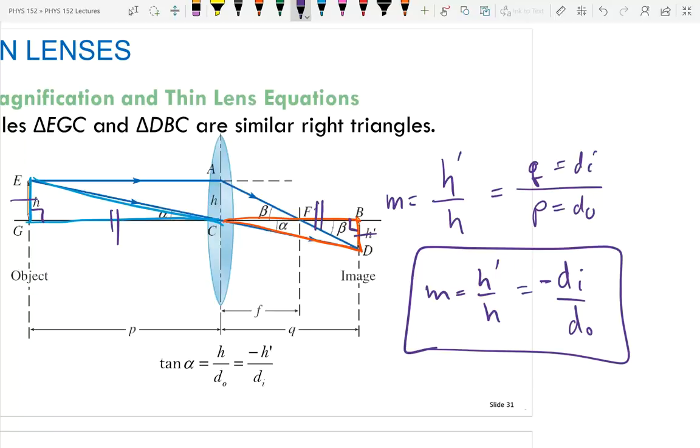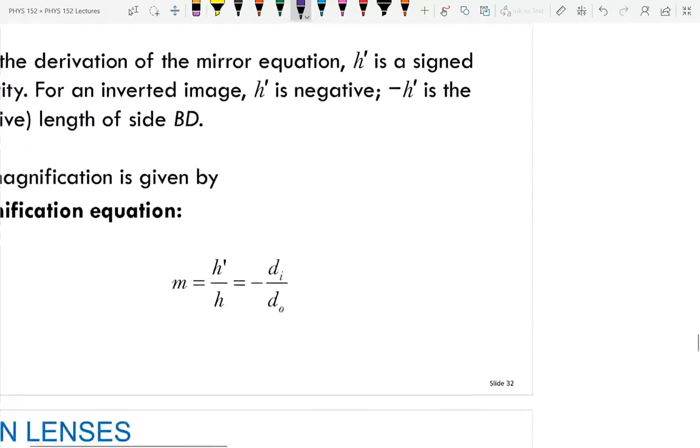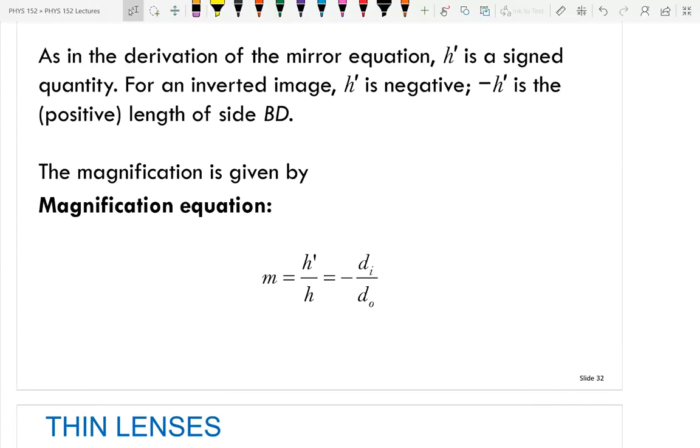So you don't actually have to measure the height of the object and height of the image to get the magnification. It's just going to be the ratio of the distance image to distance object with that minus sign thrown in. And there you see the equation. Yay.